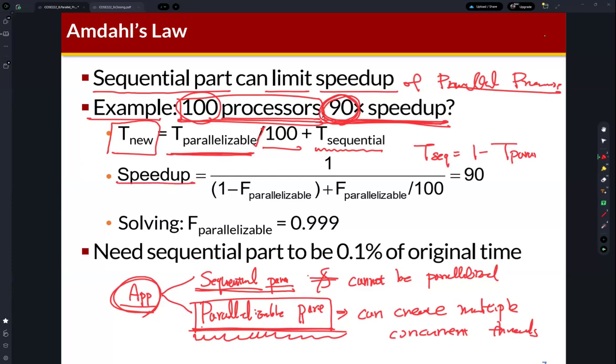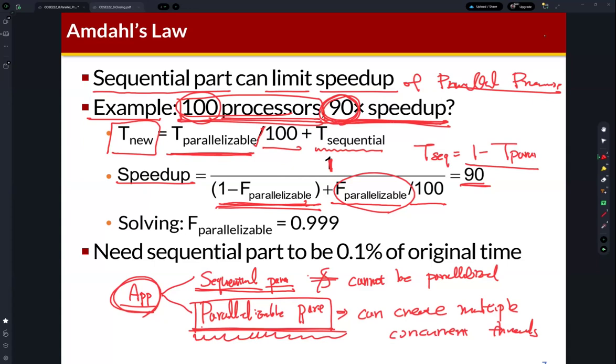So we can calculate the speed up like this. This is the baseline, the execution time of the single core, and then the sequential part, 1 minus T parallelizable. This fraction is the same, because even though we apply 100 processors, this part cannot be parallelized. The parallelizable part can be reduced, so it's just divided by 100 because there are 100 processors. Only this part can be reduced. Then the speed up is 90.